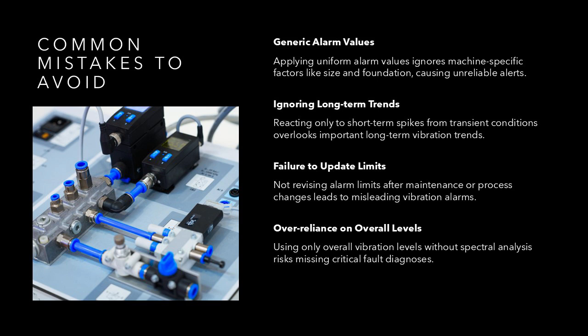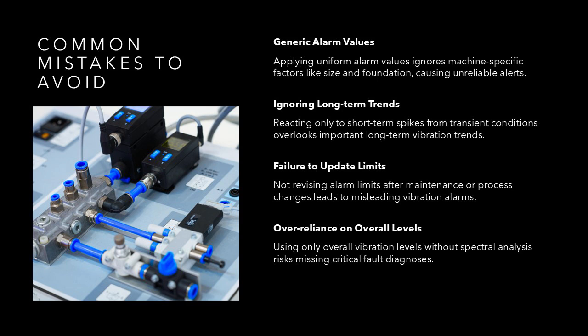One frequent error is applying generic alarm values across all machines without considering size, foundation, or duty. Another mistake is ignoring long-term trends and reacting to short-term spikes caused by transient operating conditions. Failing to update alarm limits after major maintenance or process changes can also lead to misleading alarms. Additionally, over-reliance on overall vibration levels without complementary spectral analysis may result in missed fault diagnosis. Awareness of these pitfalls helps engineers design more robust and reliable vibration monitoring systems that support informed maintenance decisions rather than reactive responses.